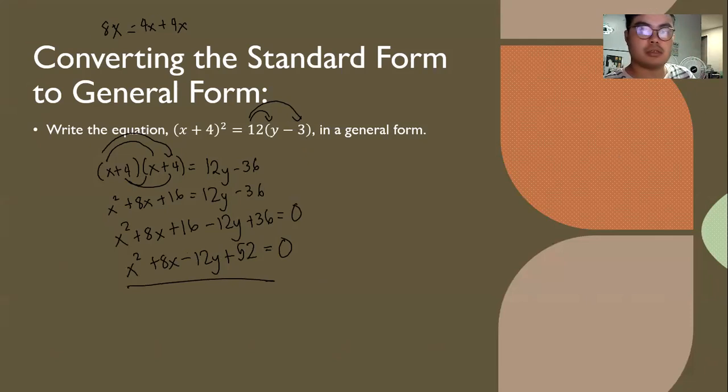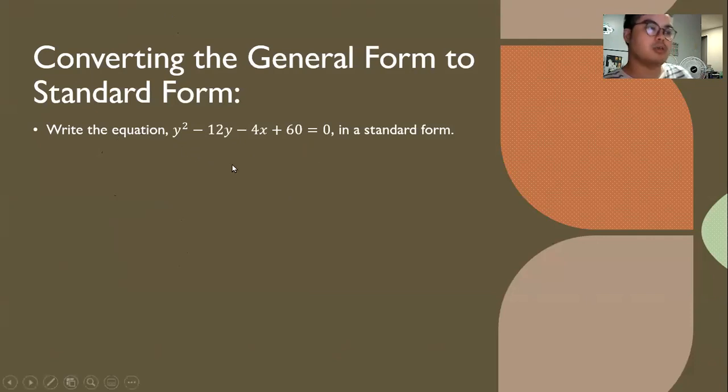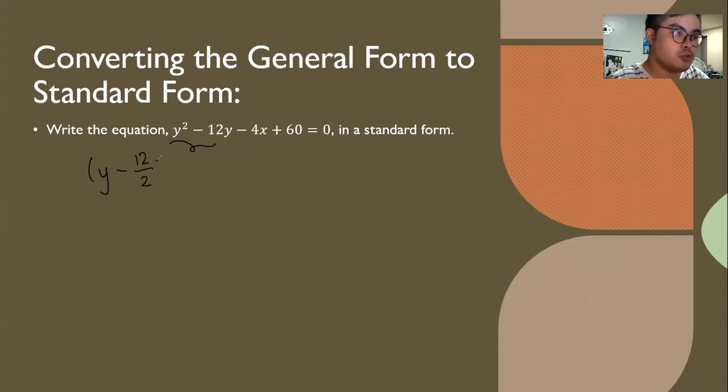Next, we're going to the next slide. This one is the reverse. The equation we have is in general form, so now we're going to convert it into the standard form. We're going to complete the square. So it will become y minus, 12 divided by 2, then squared, then minus 4x.